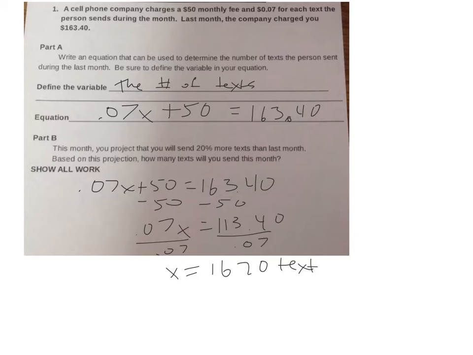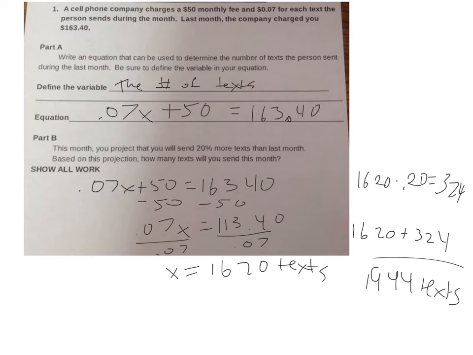So that was last month, but this month, you think you're going to send 20% more. So you have to figure out 20% of this amount. So 0.20 times that amount ends up being 324. So you're going to send 324 more texts. So you have to add 1,620 plus the 324 to get 1,944 texts for this next month.